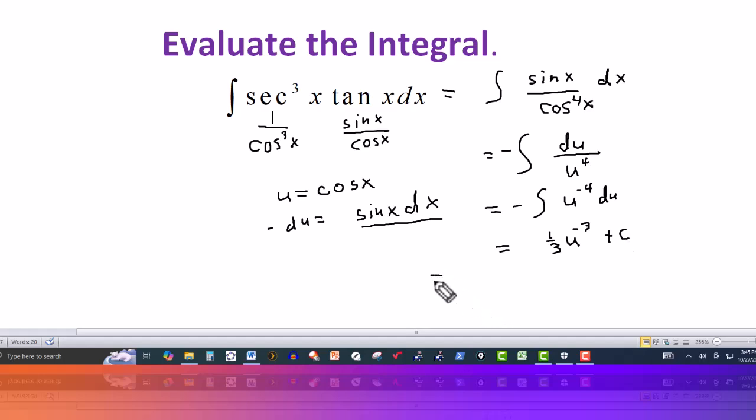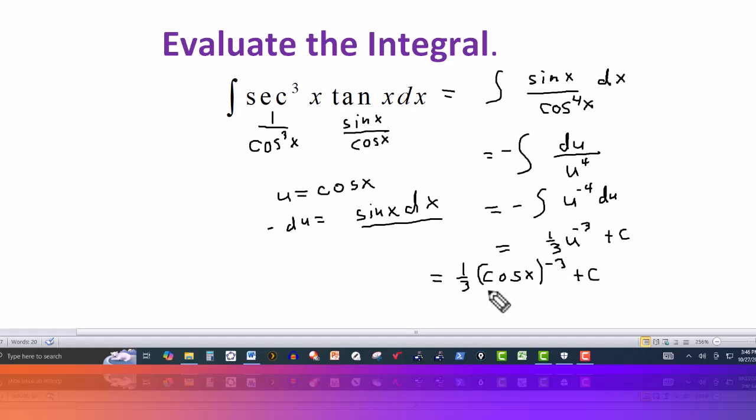Now we just go back to the original variable. So this will give us 1/3 here. And then u is cosine. So this will be cosine of x, and I can put this in parentheses to the negative 3. Like that. And it's plus the constant of integration. So I have 1/3 cosine of x to the negative 3 plus the constant of integration.